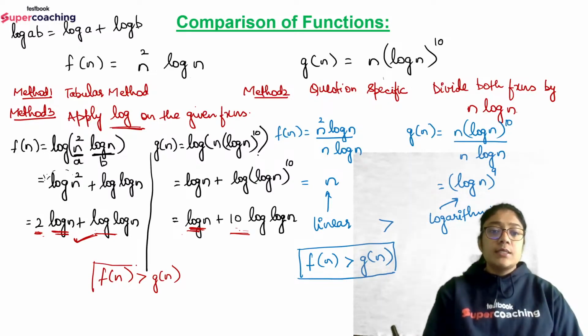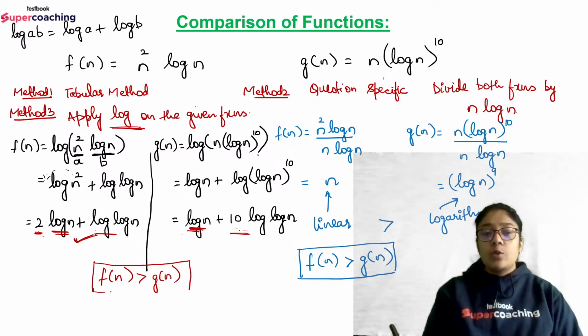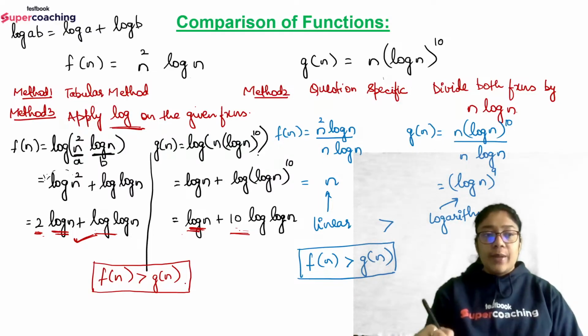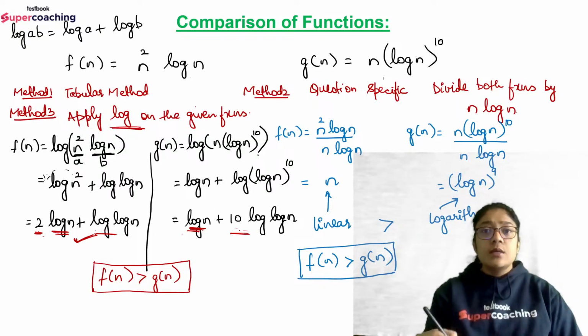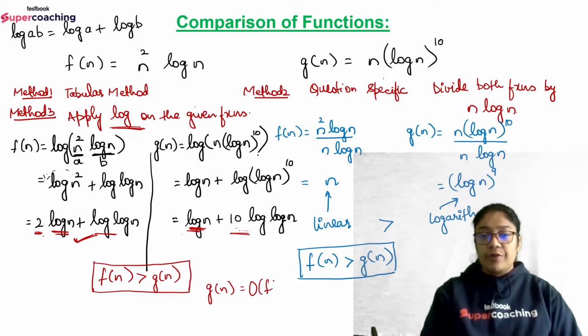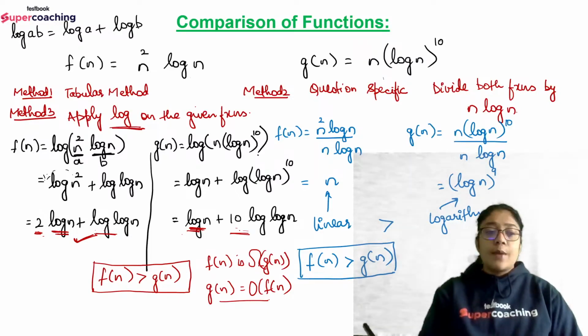मैं सिर्फ comparisons करके छोड़ रही हूँ. We are not talking about the asymptotic notations because already इससे पहले एक session आया था जिसमें मैंने asymptotic notations discuss की थी. If they are using the big O notation, so we'll be writing this as g of n is big O of f of n because f of n is greater. Okay, or you can also write this as f of n is big omega of g of n, something like this.